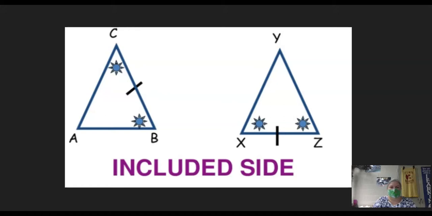And here is another illustration. The side that is marked is the included side between the two angles marked by little sunshines on both of those triangles. Okay, so let me show you what I often tell my students to try to do if they're having trouble figuring out what's the included side.